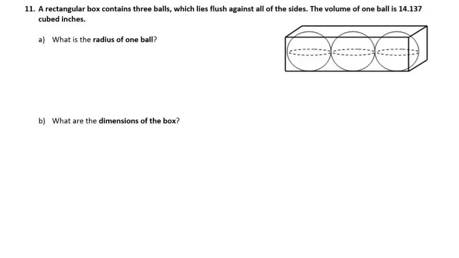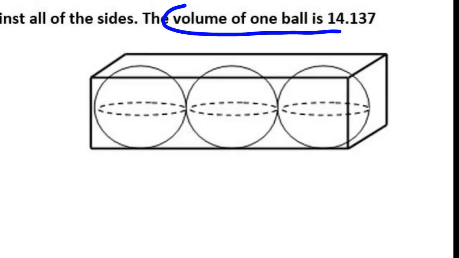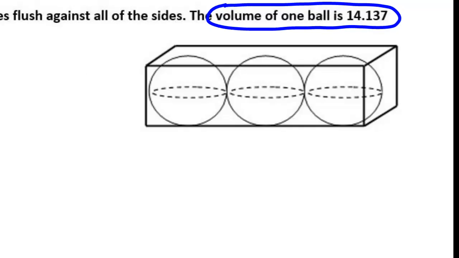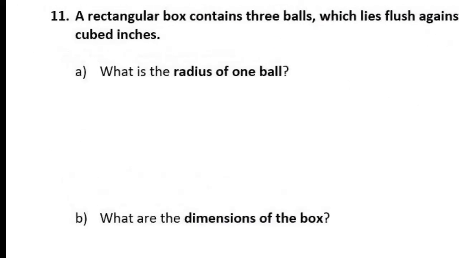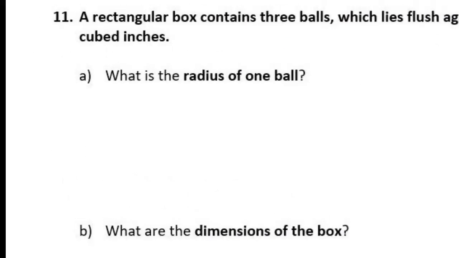A rectangular box contains 3 balls which lie flush against all the sides. The volume of one ball is 14.137 cubed inches. Part A of this question says, what is the radius of one ball? The only thing they gave me to work with here was volume, right? So what formula am I going to have to use?